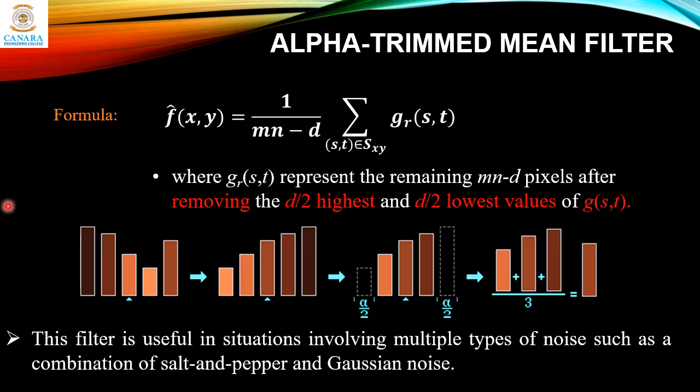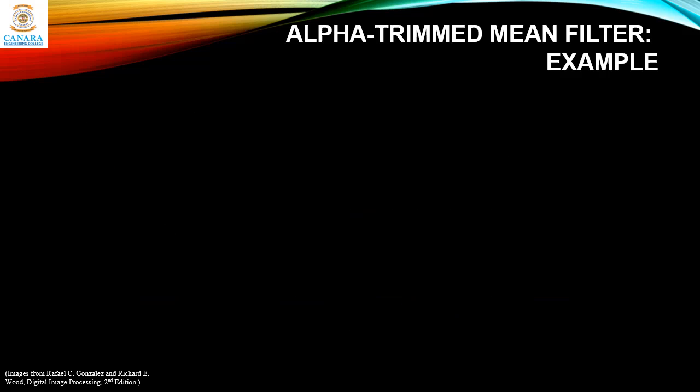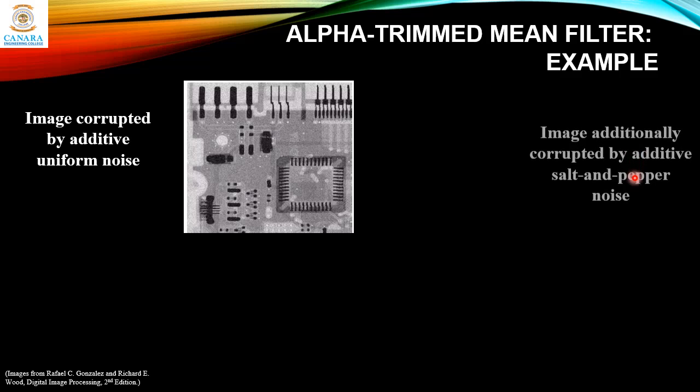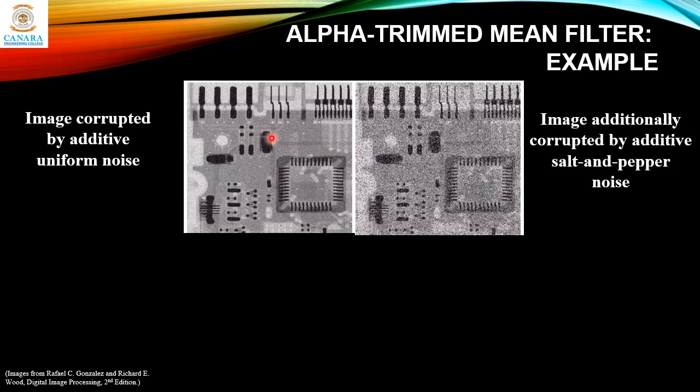This filter is useful in situations involving multiple types of noise, such as a combination of salt and pepper and Gaussian noise. So let us understand the use of alpha trimmed mean filter with an example. Here we have an image corrupted by additive uniform noise, and on top of this image we are adding additive salt and pepper noise. So it has uniform noise plus salt and pepper noise.